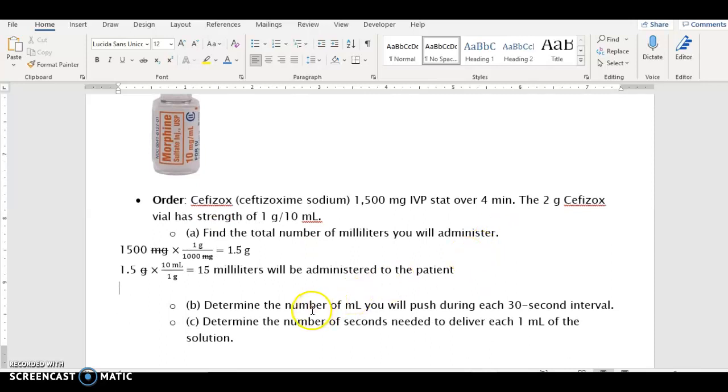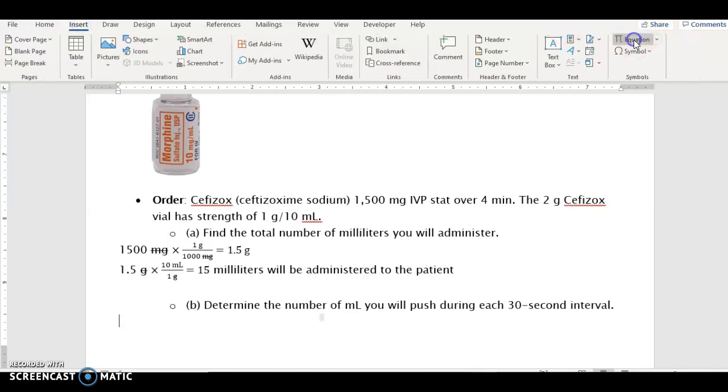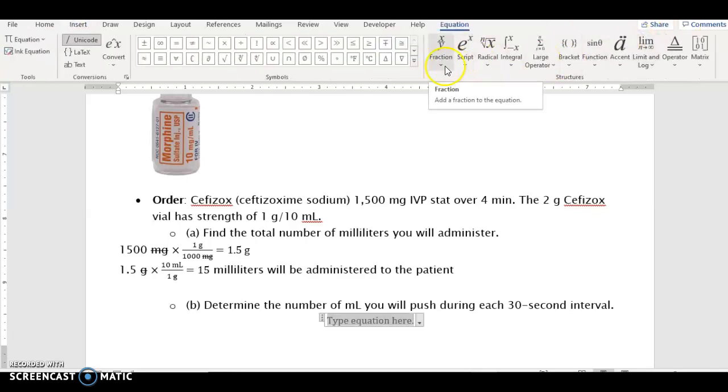Okay, so part B says, determine the number of milliliters you will push during each 30-second interval. In the problem it says to do the IV push over a period of 4 minutes. So we can do what we did with the previous example, where we converted the 4 minutes into seconds.